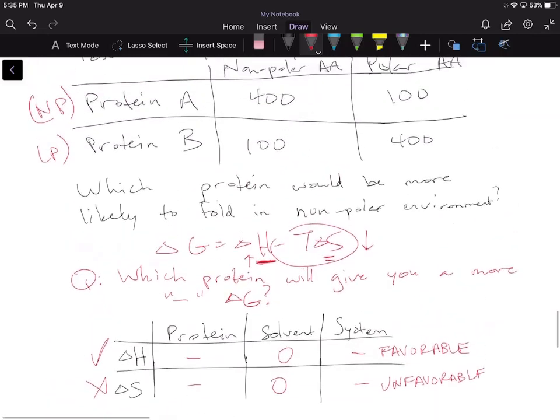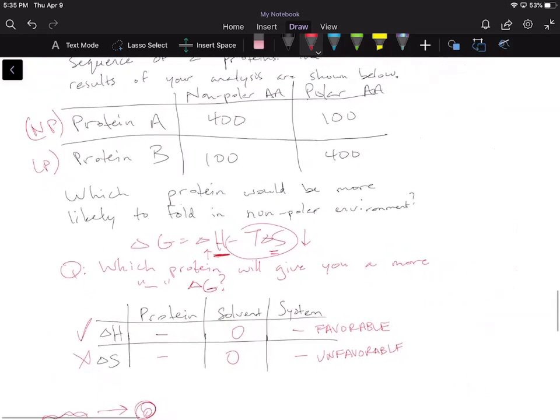So by adding more polar amino acids, what we can effectively do is create more H bonds. And because we can create more H bonds, we're going to make the delta H more negative, making our protein more likely to fold. So the answer to this question is we will pick protein letter B because it has more polar amino acids. And that way we can, again, effectively make the delta H more negative to make our protein folding more favorable.